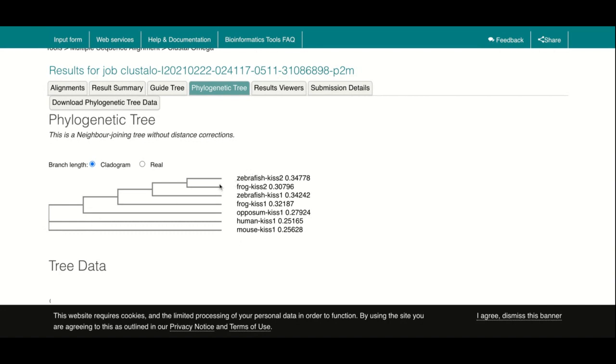So it's basically the way you follow this is from the inner branches going outward. So these two are the two most closely related. Then you go to the next one. So that one is closely related to these two as a group. And then you go out, and then this one. So let's see what the phylogenetic tree looks like when we looked at MUSCLE.